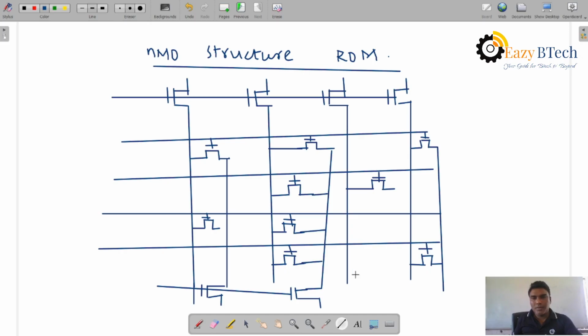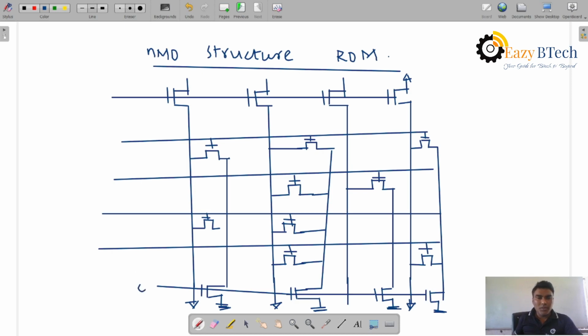So this is the design of ROM using the NMOS structure. You can see all these are NMOS transistors. This is a ground connection, and this is going to VDD. Here also one transistor is connected to the ground connection.